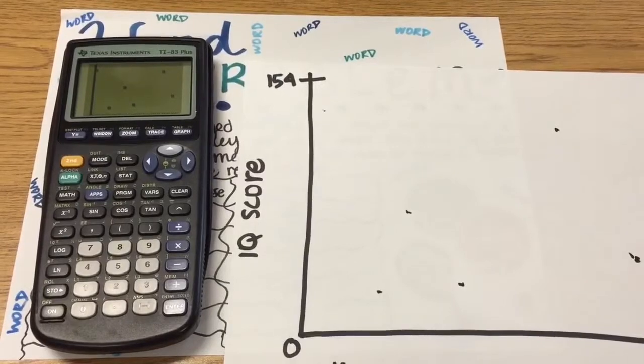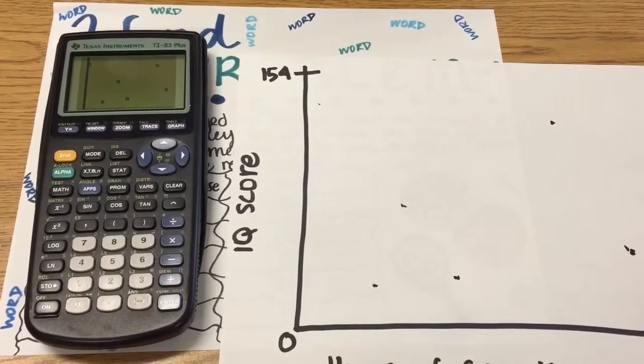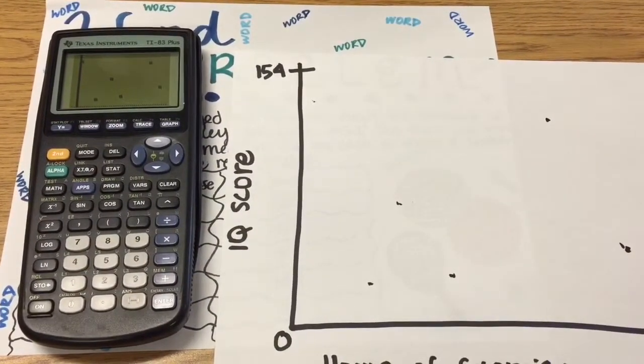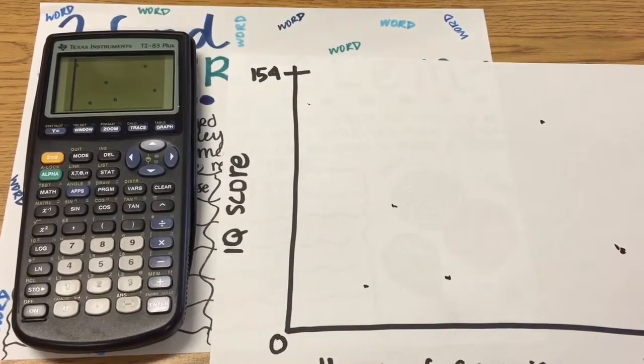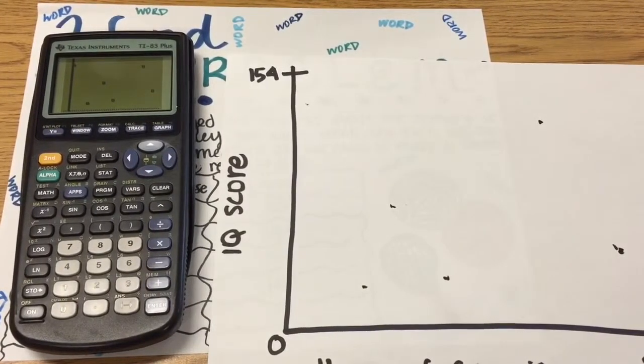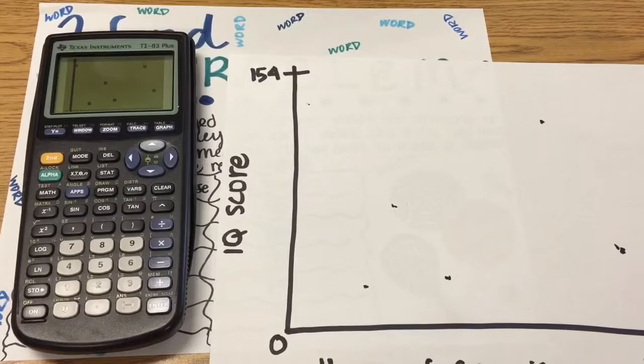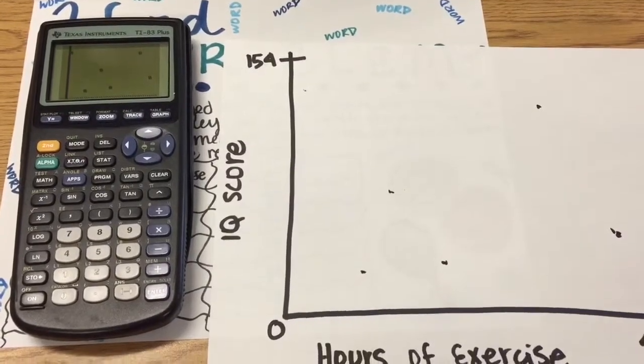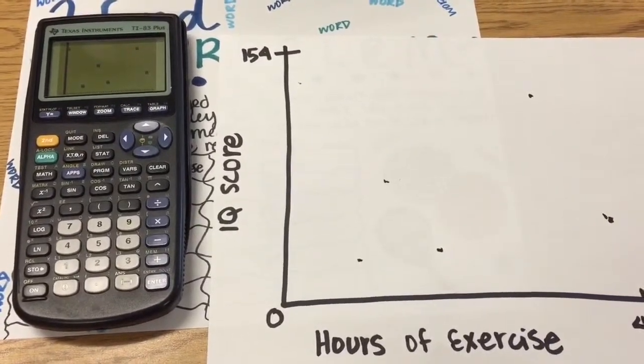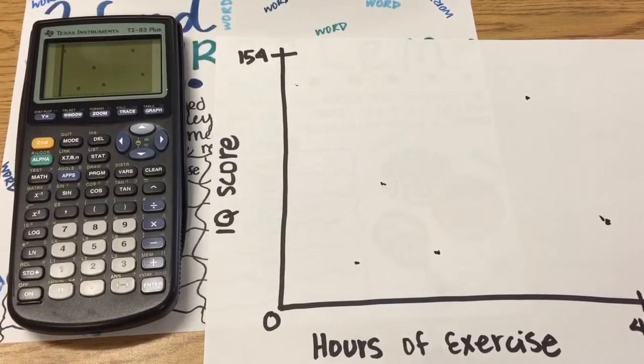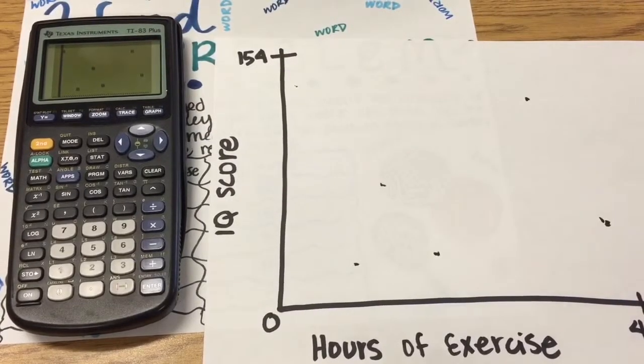Once you sketch the graph, it should appear as a shapeless cloud of points. This graph has an r of negative 0.17, indicating that the scatter plot shows a negative, weak, linear relationship between number of hours of exercise and IQ score. Since r is so small and close to 0, the two variables are almost uncorrelated.